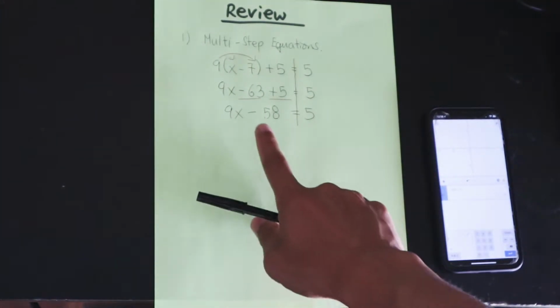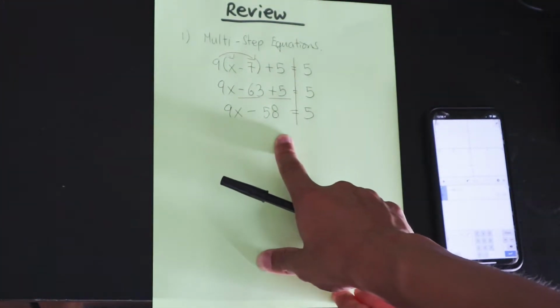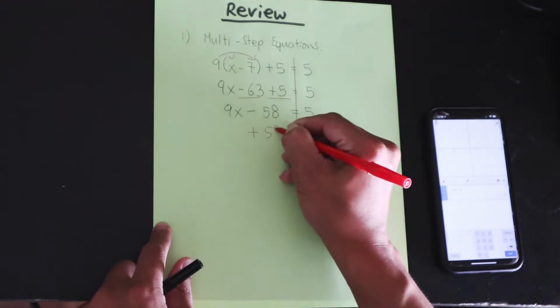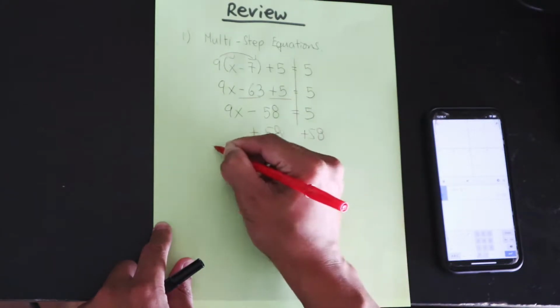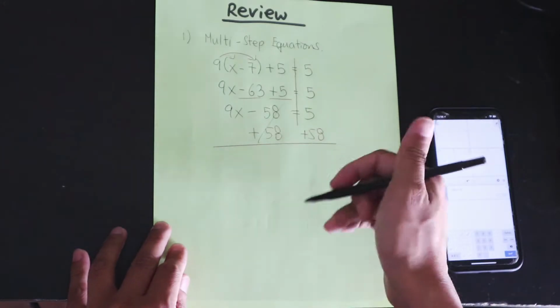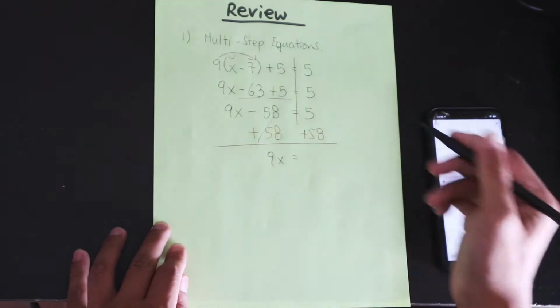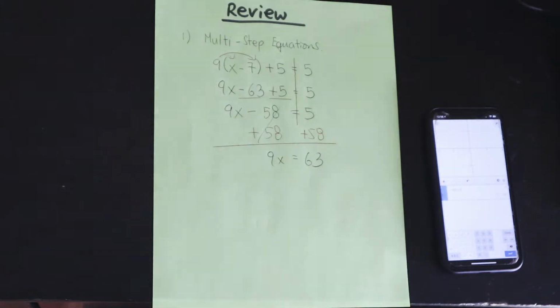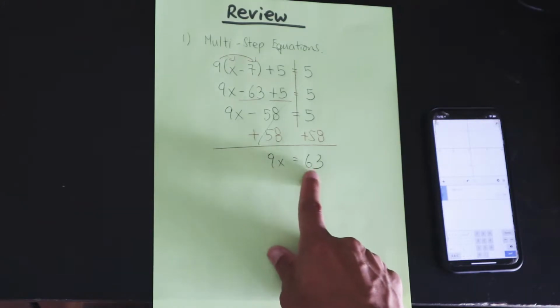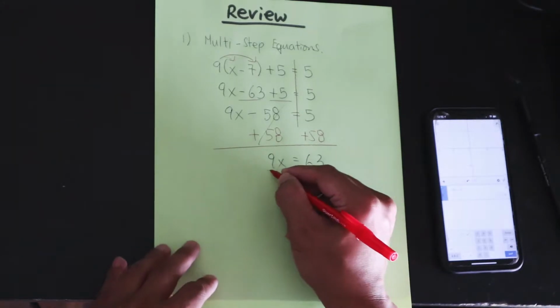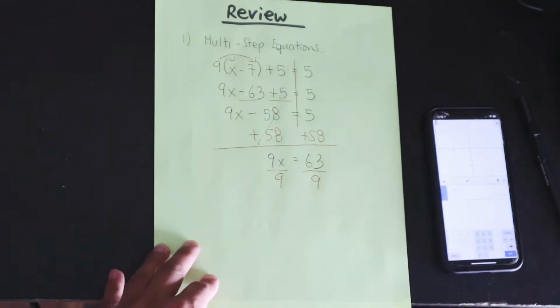Okay, now it gets down to a 2-step equation because there are 2 more steps you have to do. So I'm going to plus 58 on both sides, plus 58, plus 58, like this, and negative 58 and 58 cancel. You're left with 9x is equal to 5 plus 58, which is 63. Okay, and then at the end, since you have 9 multiplied by x, you're going to divide both sides by 9. So we're going to put divided by 9 and divided by 9.